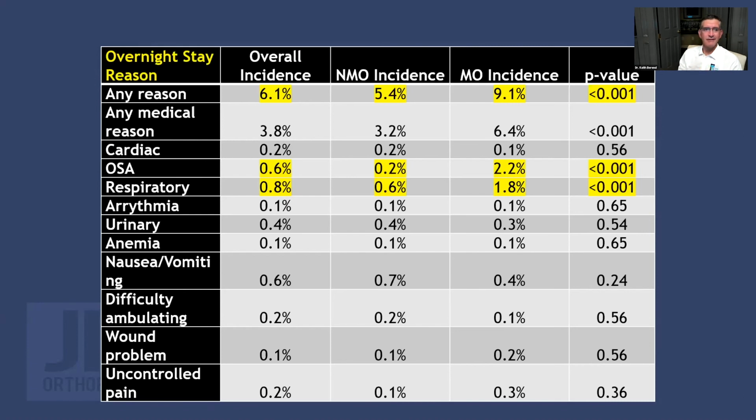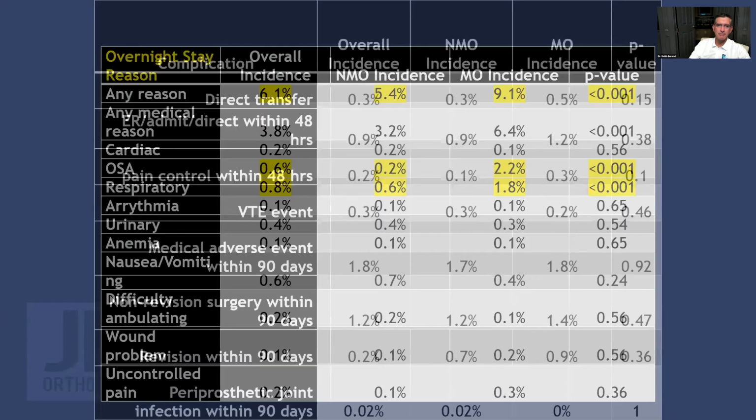Other than that, cardiac history, arrhythmia history, difficulty ambulating, there were no other reasons that patients had to stay overnight other than a pre-existing problem with obstructive sleep apnea or asthma or respiratory problems, which is pretty interesting. That means you can operate on every obese patient in the ambulatory surgery center, even if you can't keep them overnight, as long as they don't have a respiratory or sleep apnea problem.